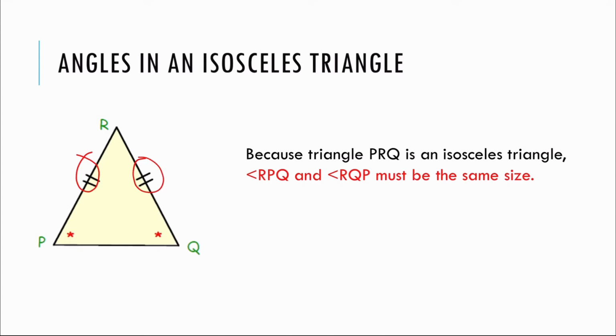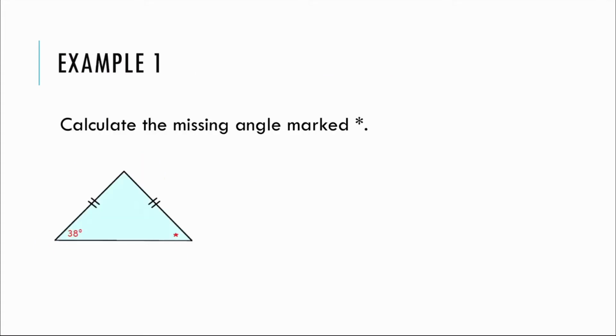Now, because triangle PRQ is an isosceles triangle, it tells us that angle RPQ and angle RQP are equal angles as well. So that is the angles created between one of the equal sides and the unequal side. They are the same, and this applies to every isosceles triangle.